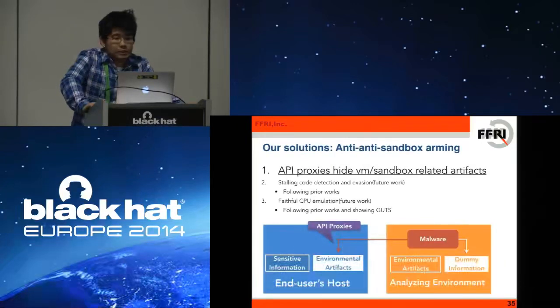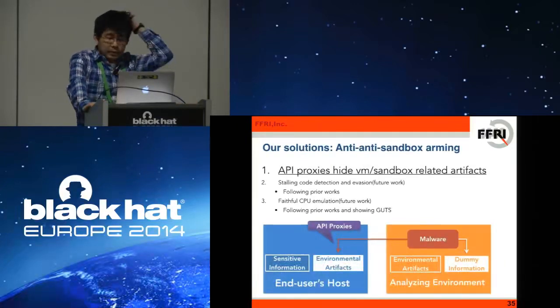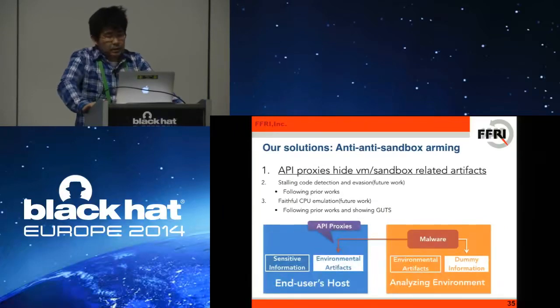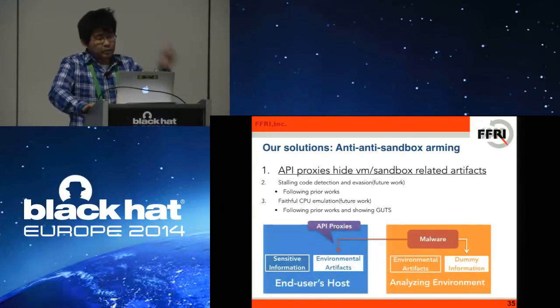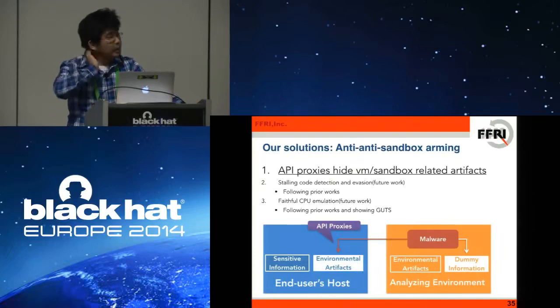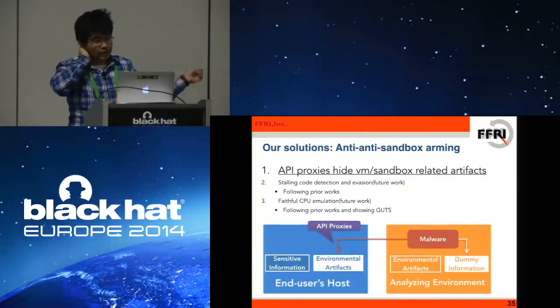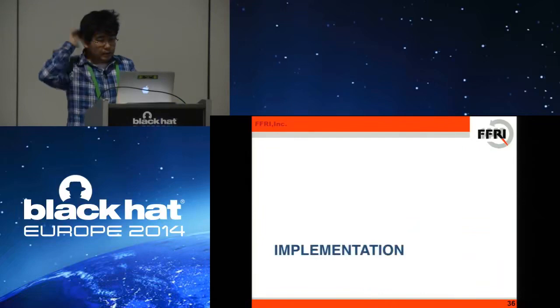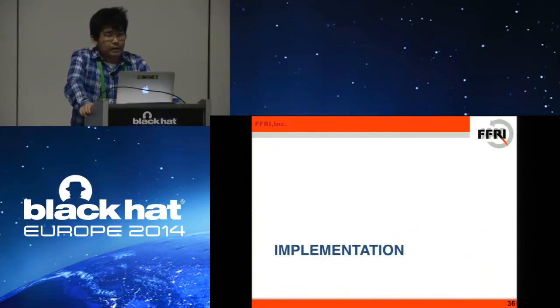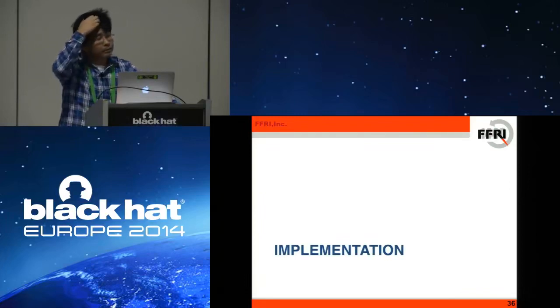Okay, in this research, I will concentrate on solving the first approach. My system has API proxies that redirect malware to fake target resources. To avoid unsandboxed behavior, our system hides sandbox-related artifacts using this mechanism. Up to here, I have spoken about the concept. Now, let me move on to implementation.